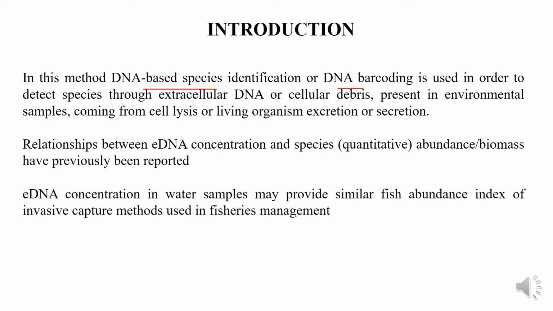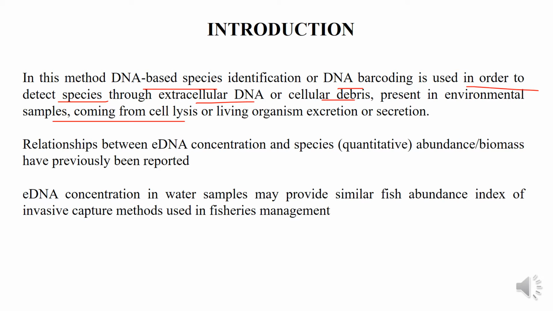DNA barcoding is used in order to detect the species through the extracellular cell. Extracellular cell means that the cell is not taken from that particular individual or organism. It's not coming from the extraction of blood or extraction of any cell or tissue from that organism. It's coming from the environment. That is basically called cellular debris present in the environmental sample.